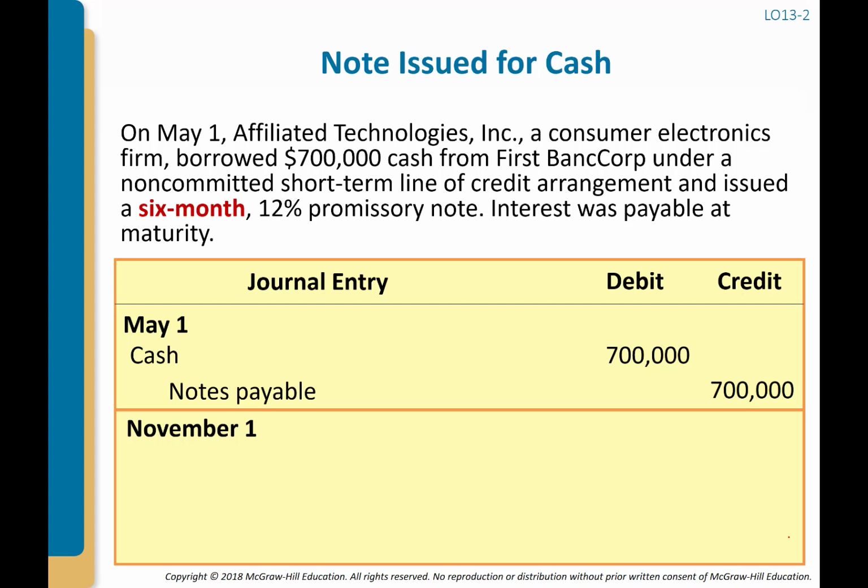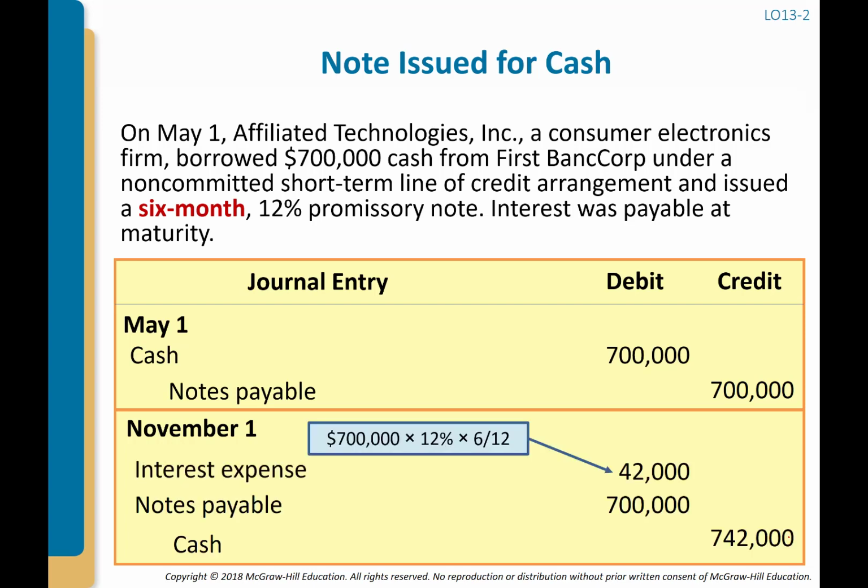We'll debit the cash, credit the note, and then we have this interest expense that we would take, and they just did it at the time that they paid the note off, which is $700,000 times 12% times the 6/12.